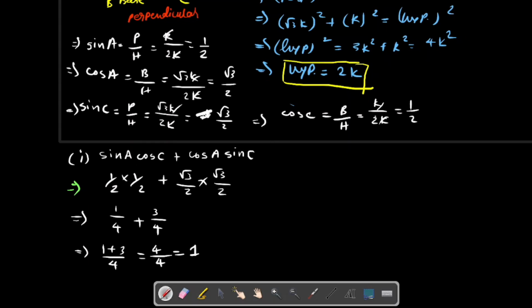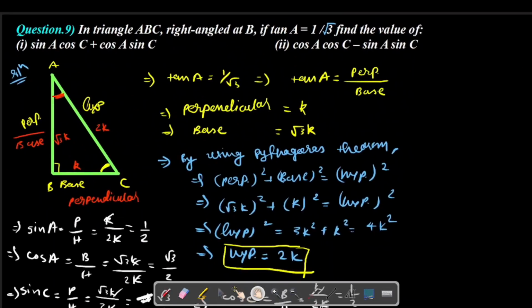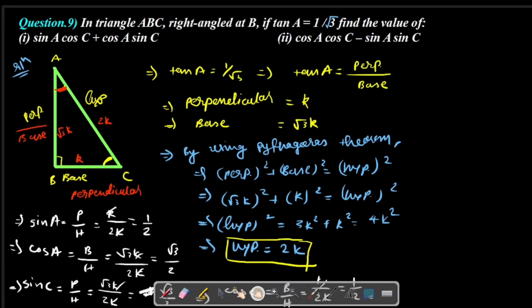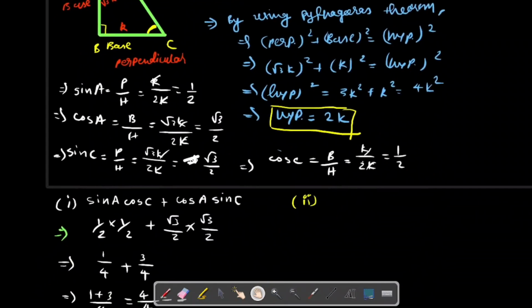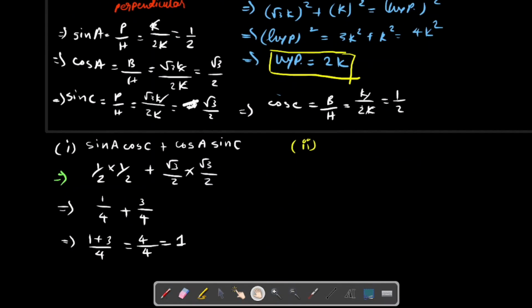Let me go for the second. So what is our second equation? The values are the same, but the sign is inversed, because in the first we have a plus sign and in the second we have a minus sign. So let's move on to that. Sine A cos C minus cos A sine C.